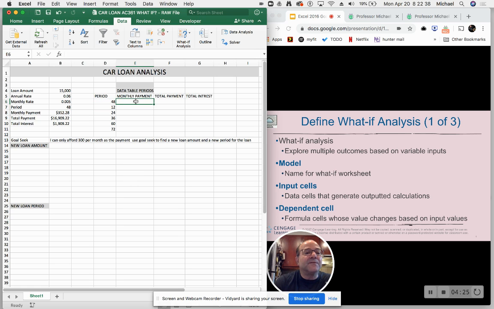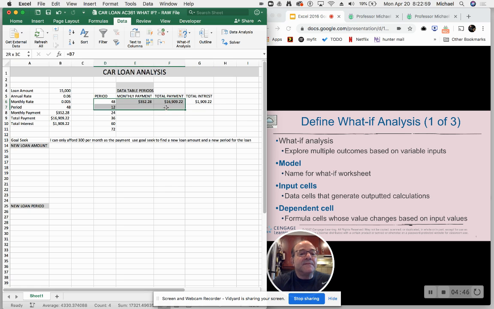So then we figure out the monthly payment for that is going to be equal to B8. And the total payment is going to be equal to B9. You can see how we're getting the same numbers there. And then the total interest is equal to B10. Okay, so now here's the magic.